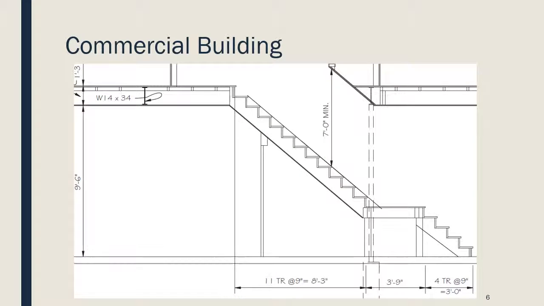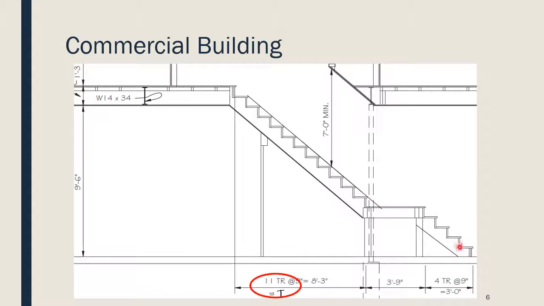So how does that work? Let's take a look at this drawing from a commercial building. We see here that the stairs are defined 11 TR at 9 inches equals 8 feet 3 inches. Well, that TR is the same as the T for tread. So we have 11 treads 9 inches deep, totaling a horizontal distance of 8 feet 3 inches.